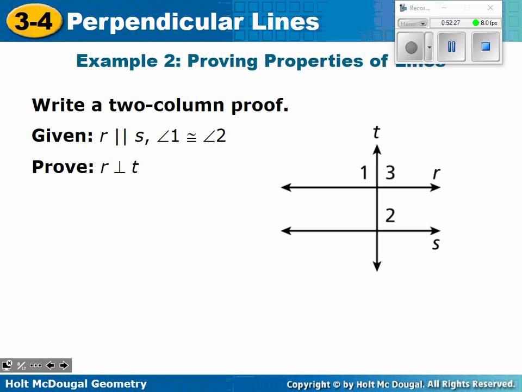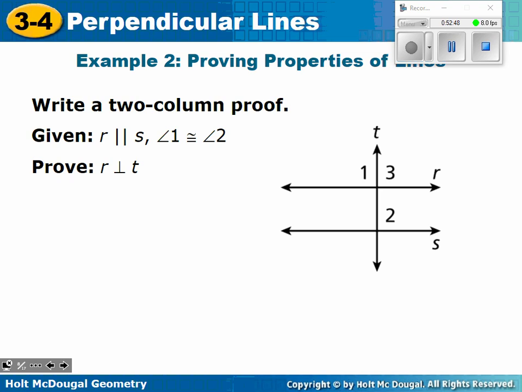We could go there next, but we don't need to go there next for this proof, yes. Because now we have they're a linear pair and they're congruent. And if they're congruent and form a linear pair, then the lines are perpendicular. So R is perpendicular to T. And there is no name for that. You're just going to write it out.